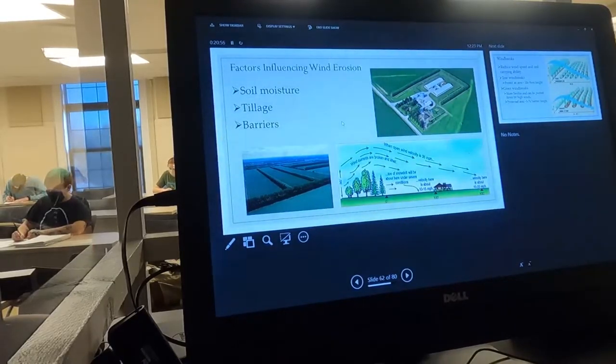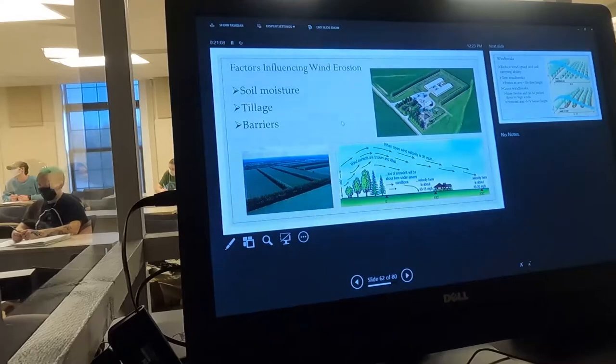Factors that are going to influence this wind erosion, number one being soil moisture. Anyone think of why soil moisture might have an influence on wind erosion? Josh. Correct. There you go. Did you have something else, Miss Kitty? Same thing. Right? So the heavier the soil, the harder it is to move. So soil moisture, if we can keep it somewhat moist, it's going to stay on the ground.